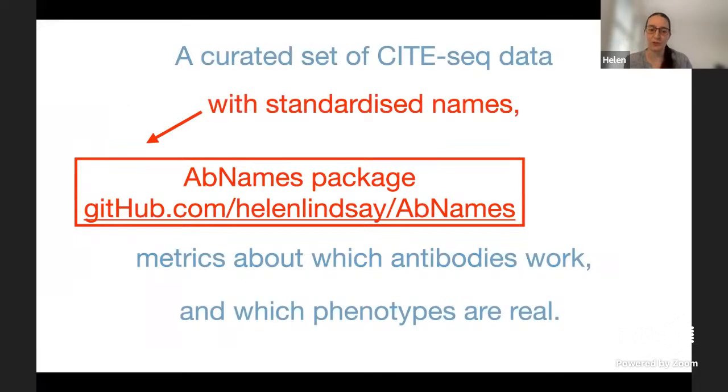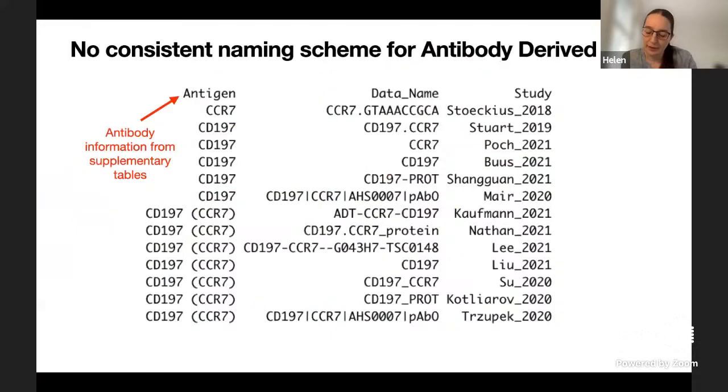So for the rest of the talk, I'm going to talk about my package, ABnames, antibody names, which is a package to enable you to standardize protein names in a CITE-seq experiment. It's available on GitHub, and I'm aiming for the next Bioconductor release.